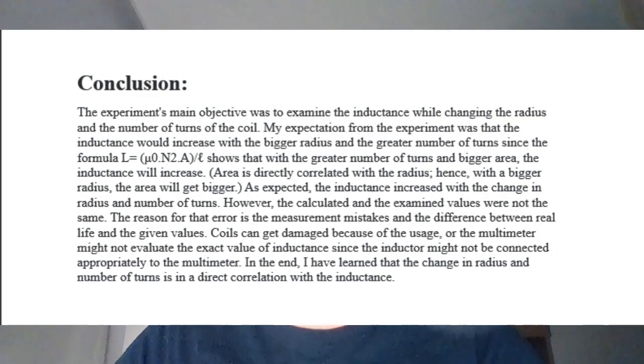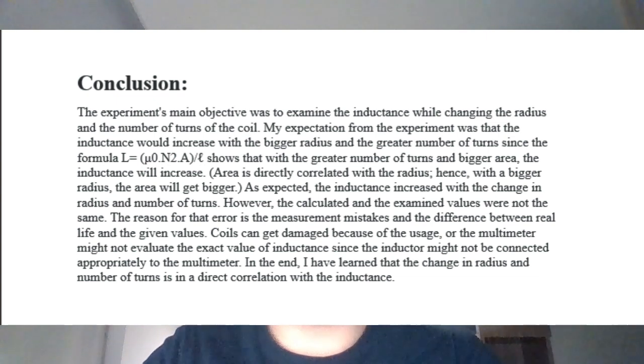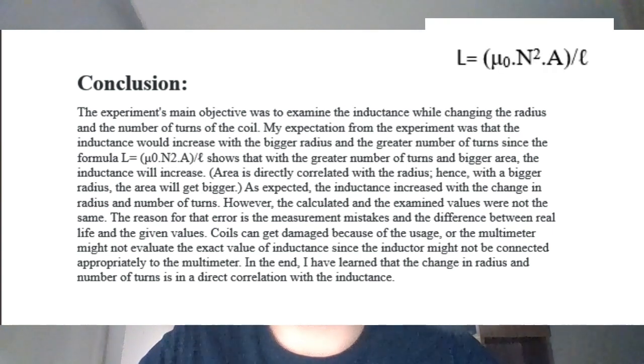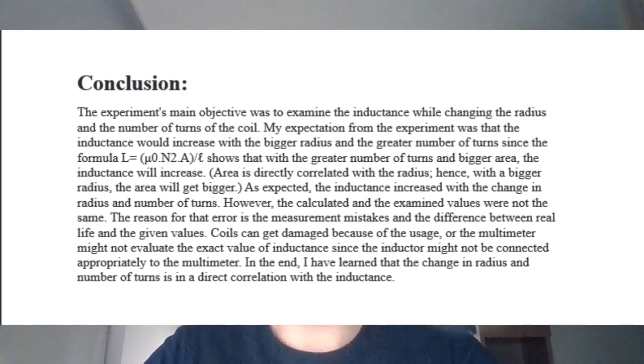My experiment's main objective was to examine the inductance while changing the radius and the number of turns of the coil. My expectation from the experiment was that the inductance would increase with a bigger radius and a greater number of turns, since the formula shows that with a greater number of turns and bigger area, the inductance will increase. Area is directly correlated with the radius, hence with a bigger radius, the area will get bigger. As expected, the inductance increased with the change in radius and the number of turns.